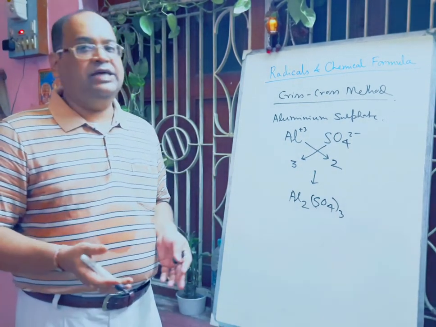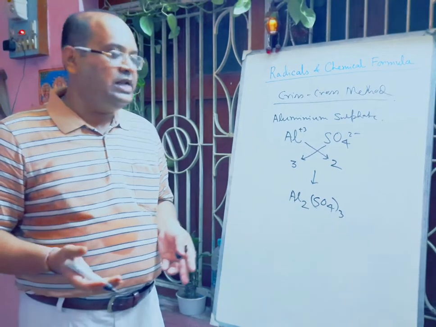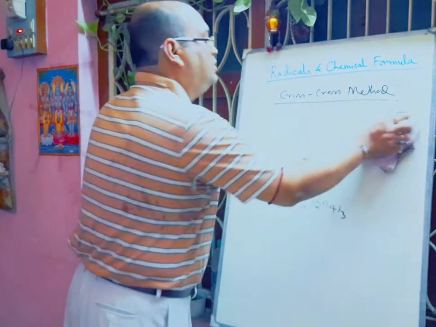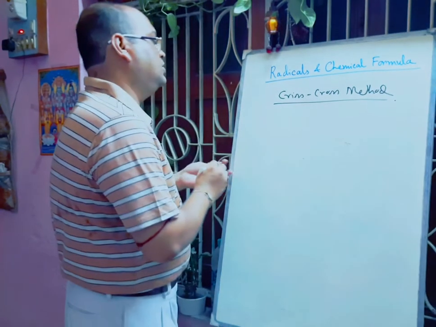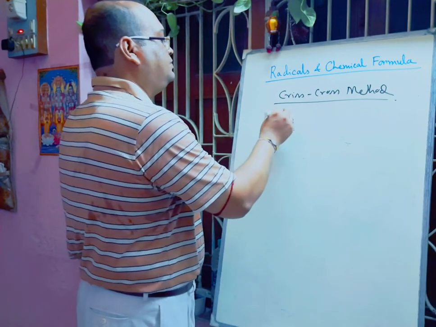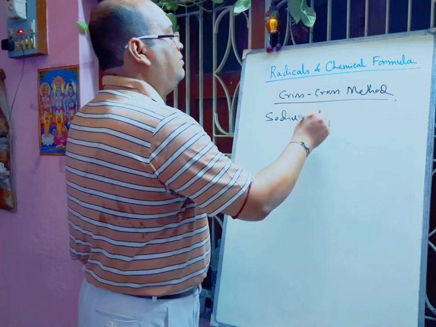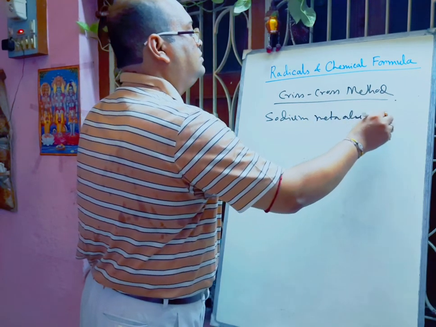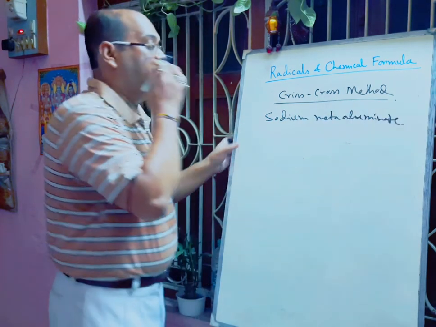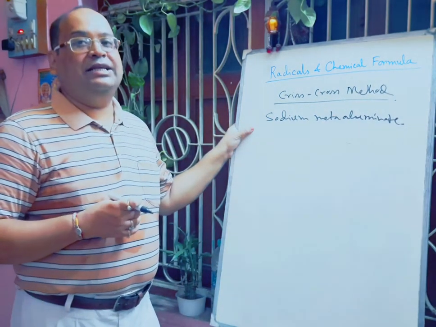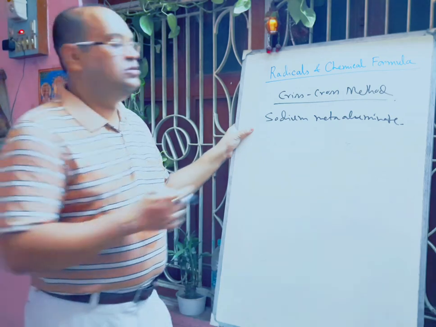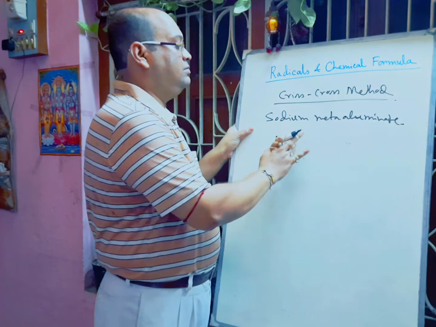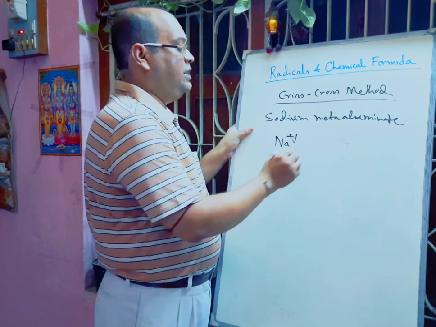Next, there is confusion. Many students are asking about aluminate and meta-aluminate. Now I am writing the formula of sodium meta-aluminate. First you have to write the symbol of sodium. What is the symbol of sodium? Na+, and its valency is 1. Here I am writing 1.